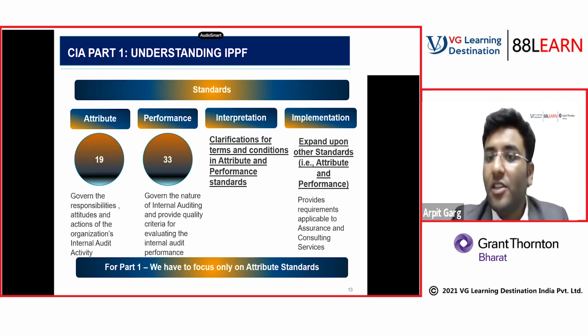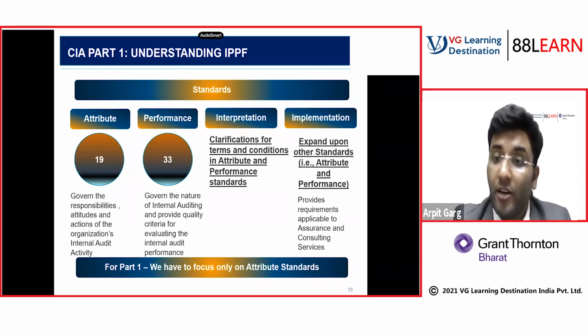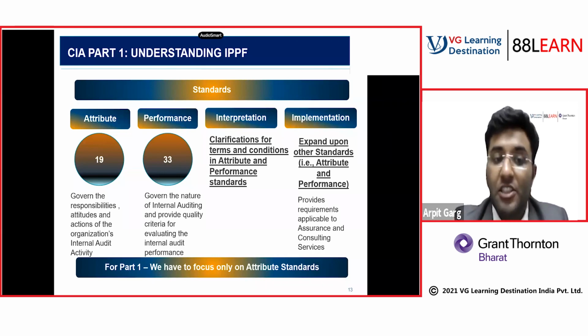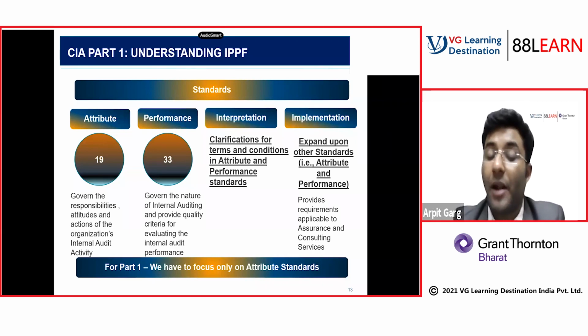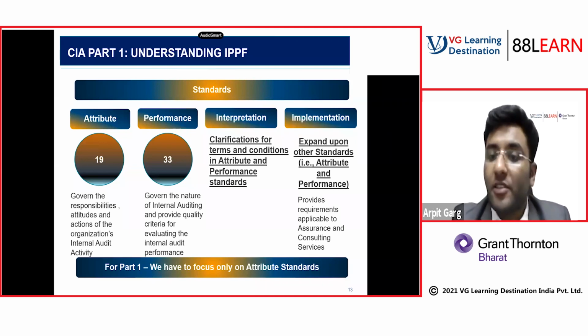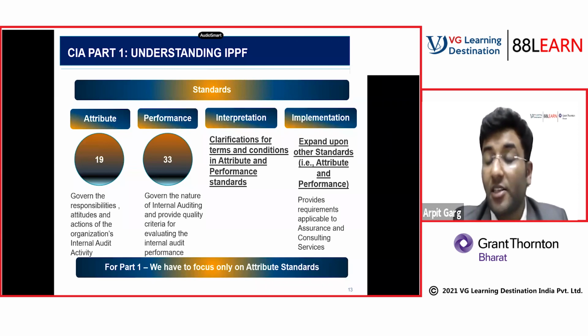As part of the CIA program, this is important, folks. We should know the different types of standards and try to use them as proficiently as possible in our practical internal audit approaches. There are four types of standards. The first is attribute standards; there are a total of 19 attribute standards. Then we have performance standards; there are 33 performance standards. Then we have interpretation and implementation standards.